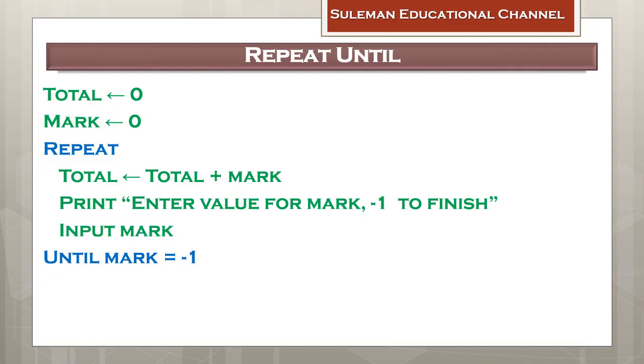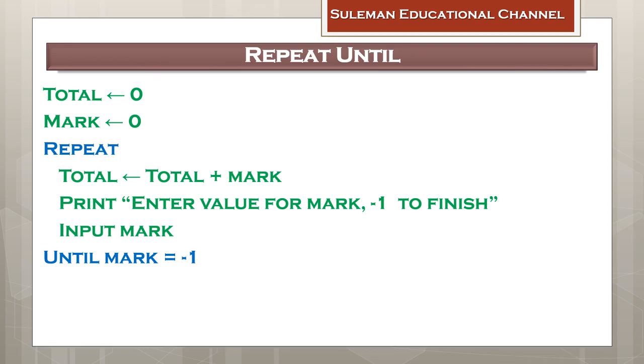In the first line, total is initialized to 0. In the second line, mark is initialized to 0. Third line, repeat is used. Fourth line, total assignment operator total plus mark. In this line, the new value of total is calculated by adding the old value of total with the value of mark. In the fifth line, print enter value for mark minus 1 to finish.